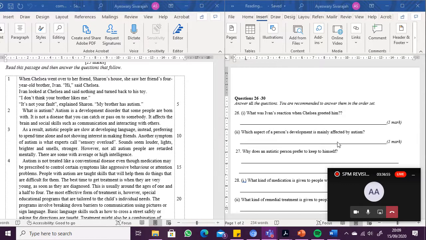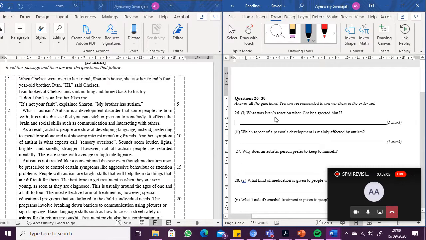Or you can look at the questions first, so you know. If you look at the questions, you can circle. For example, if I look at the question here, they want to know Ivan's reaction when Chelsea greeted him. So I underline the keywords. Next question: the aspect of a person's development affected by autism. So I'm looking at person's development affected by autism.